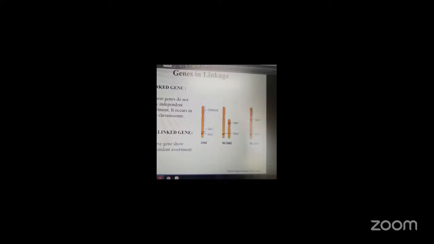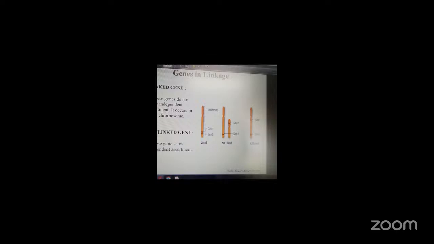On the basis of the chromosome involved, the location of genes on the chromosome, linkage is categorized into autosomal linkage and allosomal linkage. Autosomal linkage refers to the linkage of genes which are located in the autosomes, that is, other than the sex chromosomes, and allosomal linkage refers to linkage of genes which are located in the sex chromosomes, that is X or Y.